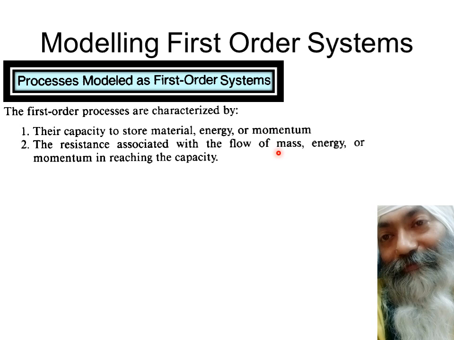So I'll be focusing mostly on the mass part because it's easy to visualize for you. You can see the mass flowing. Although temperatures and all can also be used to know the flow of energy, but we'll keep things simple to start with. So the resistance which is associated with the mass flow is one thing, and the capacity to store is another thing. Once these two things are available, then the model can be processed as a first order system, and that's what we're going to see now.